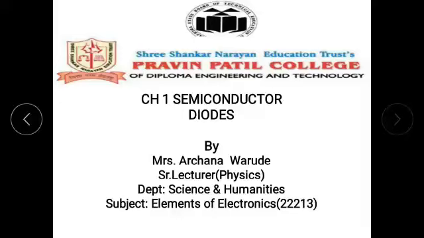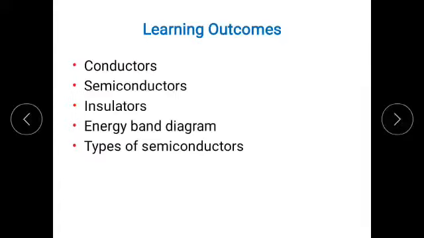Today we are going to study chapter number 1 of Elements of Electronics. Subject code is 22213 and chapter number 1 is Semiconductor Diodes. After watching this video, you will be able to understand what is meant by conductors, semiconductors and insulators, how to draw the energy band diagram for conductors, insulators and semiconductors, and what are the types of semiconductors.